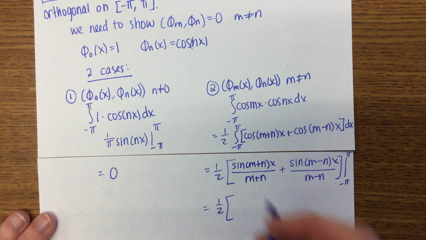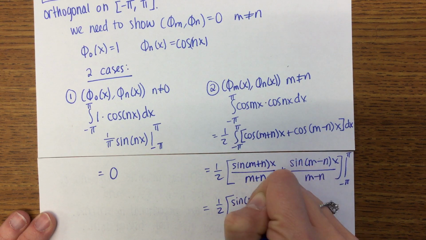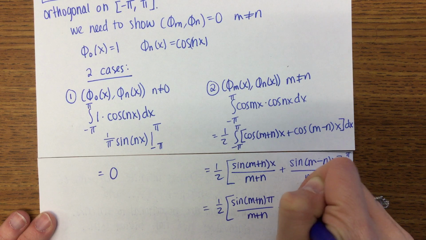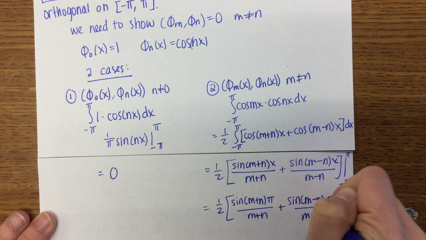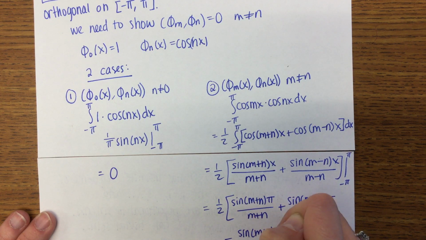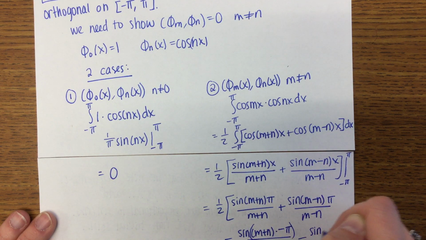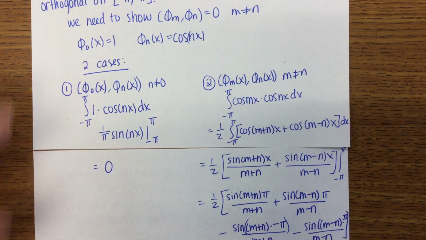If we plug in the pi and the negative pi, we get sine of (m plus n) times pi over m plus n, add sine of (m minus n) times pi over m minus n, subtract sine of (m plus n) times negative pi over m plus n, just like that. Subtract sine of (m minus n) times negative pi. Sorry, I ran out of room. You get the idea.